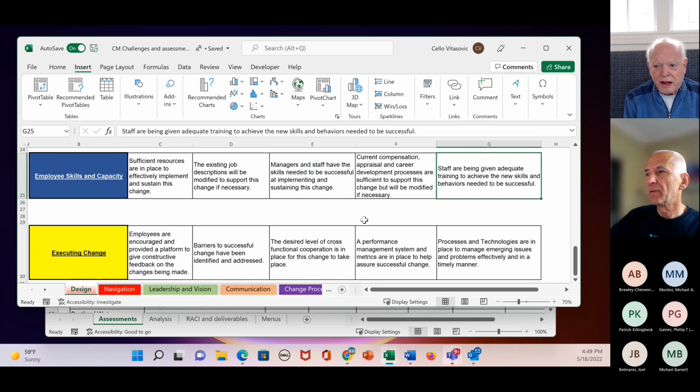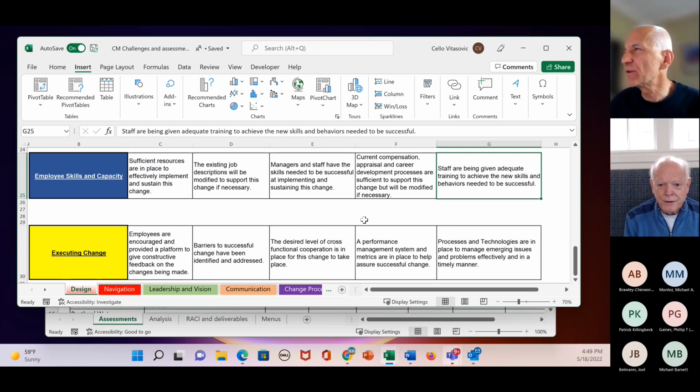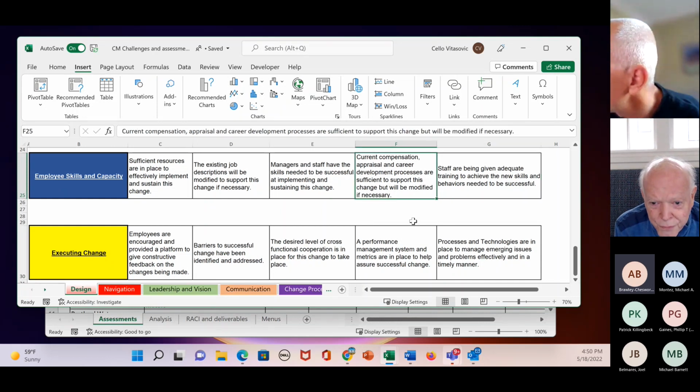You didn't actually read it, or we couldn't hear you. Oh, managers and staff have the skills needed to be successful at implementing and sustaining this change. Current compensation, appraisal, and career development processes are sufficient to support this change, but will be modified if necessary. And staff are being given adequate training to achieve the new skills and behaviors needed to be successful. That next to last one confuses me a little because you're saying the "but", I think it needs to be "or" instead. Does that make sense to anybody else?